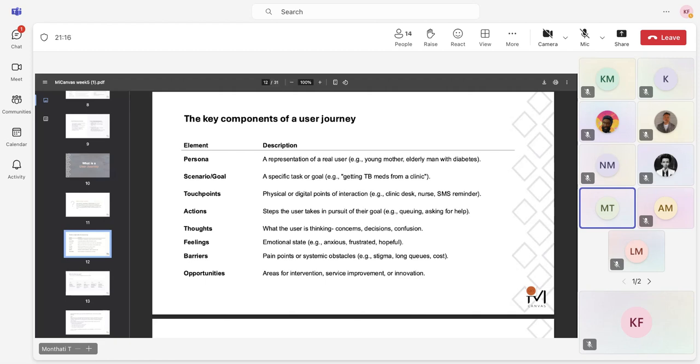The next one is around the touch points, so being able to map out the physical or digital points of interaction with that experience. So when exactly do they receive a message? What is the channel that they do that on? When exactly do they go into a store and interact with a person, and what happens at that point? And then being able to map the actions, which is the next step, which is around the steps that a person takes in pursuit of their goal at each of those touch points.